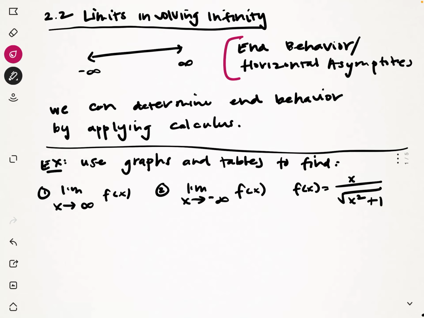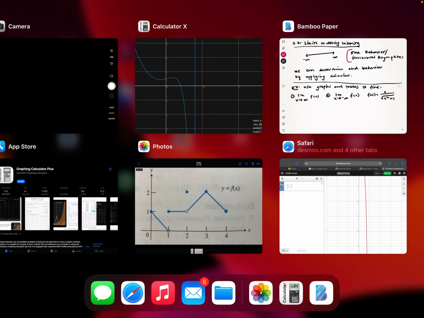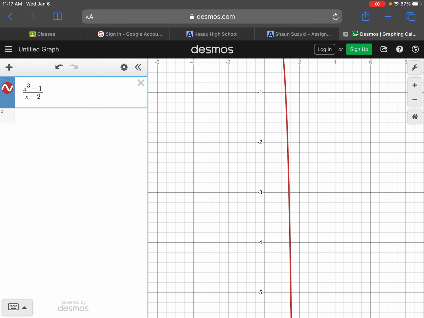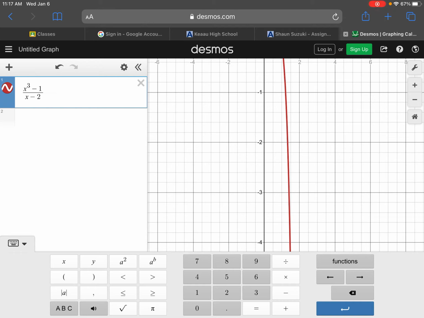The first thing says use graphs and tables to find the limit as x approaches infinity of f of x and the limit as x approaches negative infinity of f of x, if our function is x over the square root of x squared plus 1. I don't want to use this calculator again because it sucks, but I can show you how to do the calculator when you're in class. I can show you how to work them and do the graphing stuff because that's pretty easy to go over. But let's just do it in Desmos for now.